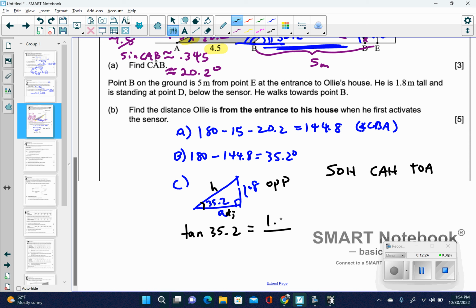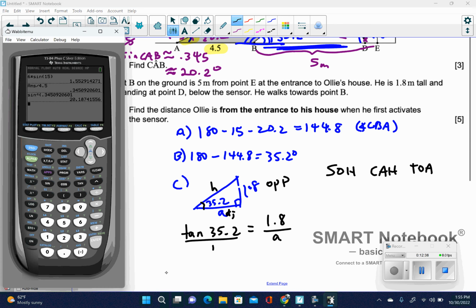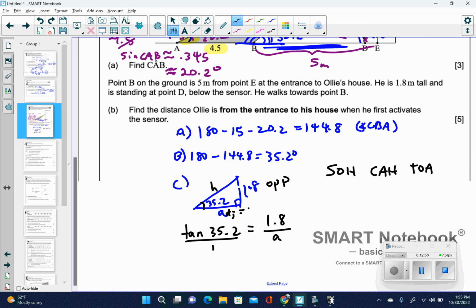So we can go ahead and set up tangent of our angle, 35.2, is equal to opposite, which we know is 1.8, divided by the adjacent side, which we don't know. Anytime you have this, you can just go ahead and switch these two. Or you could do the same thing as cross multiplying and dividing by 1. So in the calculator, all you have to do is 1.8 divided by the tangent of 35.2. Hit enter, and you're going to get about 2.55 meters. So we know that this distance right here is about 2.55 meters.